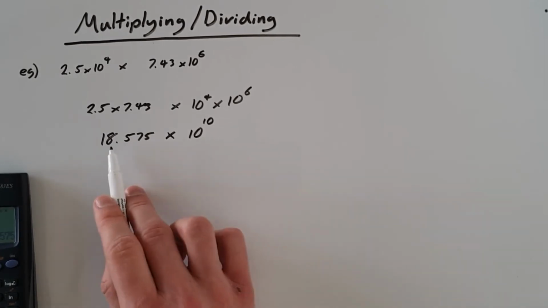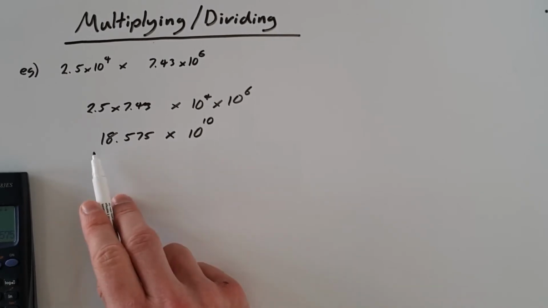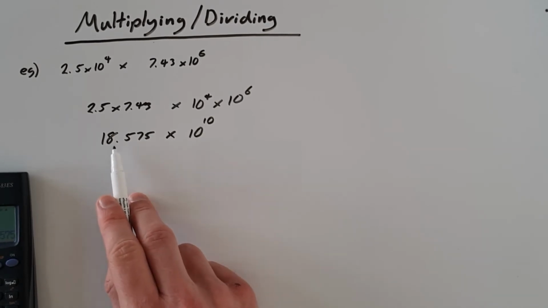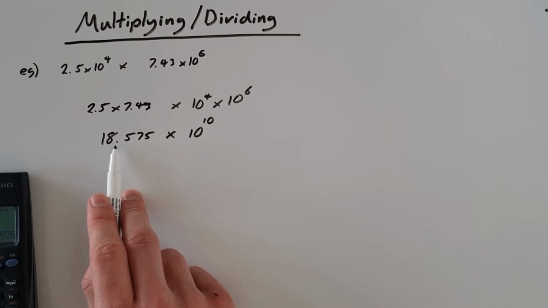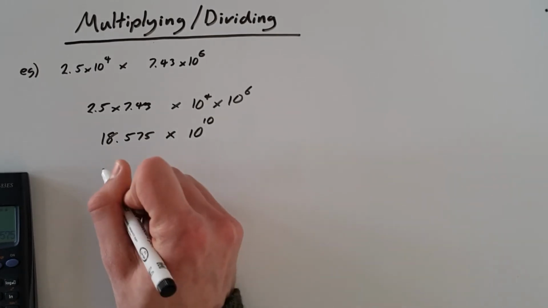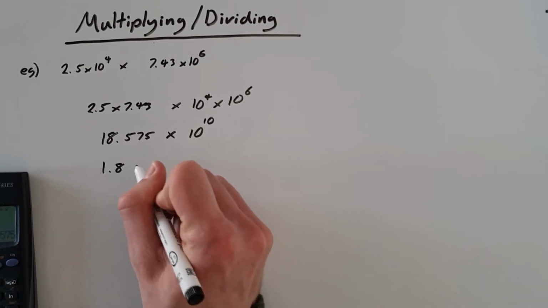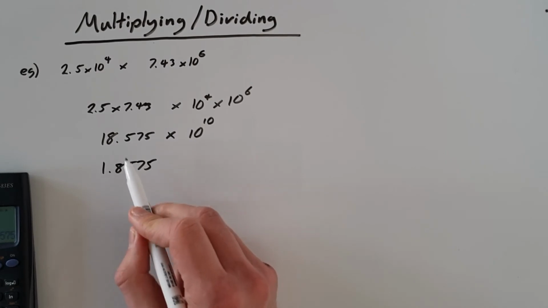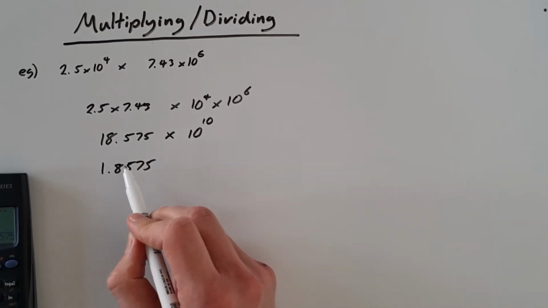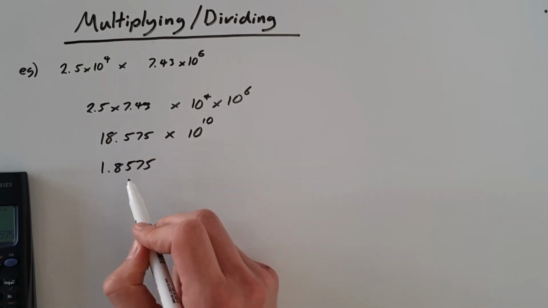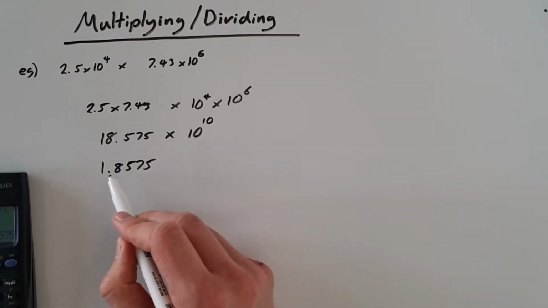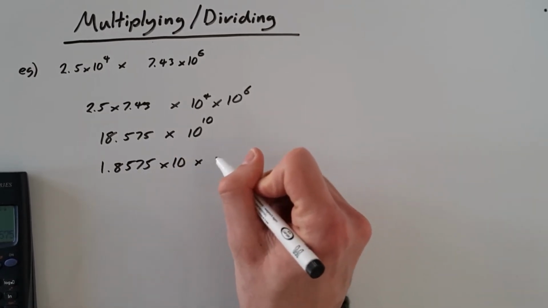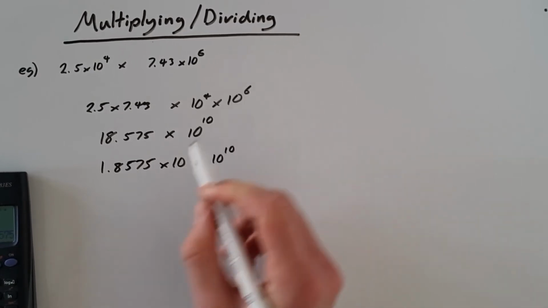The way we do that is we look at this number and we look at what we need to multiply 10 to the power of something by to turn this into standard form. So we want to put the decimal point back a space here, so it becomes 1.8575. And we need to think of how we multiply this to get back up to here. So we'll multiply it by 10. This number multiplied by 10 gives us this, and this is still times 10 to the 10.